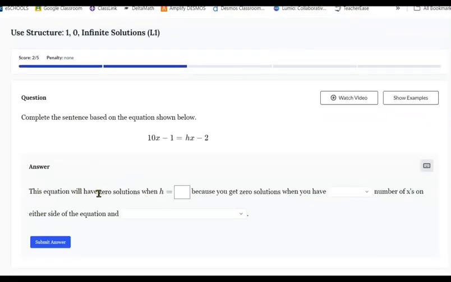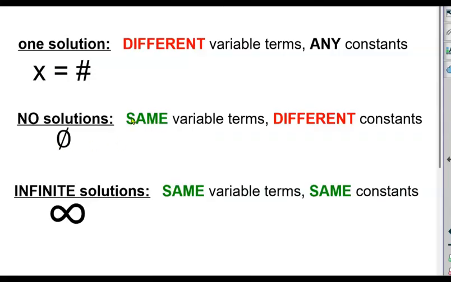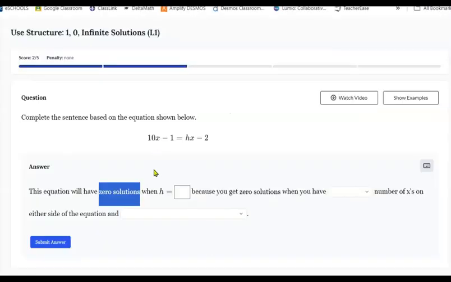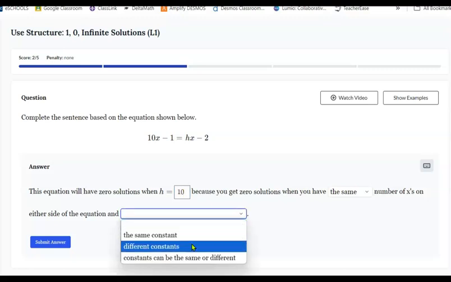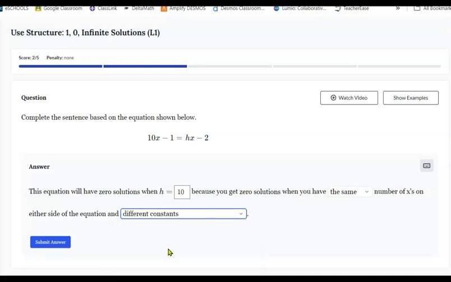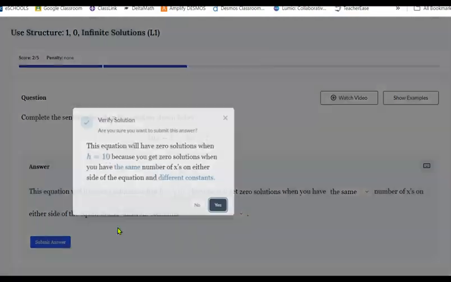This question asks when we will have 0 solutions. That's another word for no solutions at all. And when we have no solutions, we have to have the same variable terms, but different constants. So let's take a look at what we have. We have a variable term on the left that's a 10x, and they want to know what we need on the right. And when we have 0 solutions, our number of x's have to be the same. So that means h has to be a 10, because the constants are different. So same variable term, but different constants means no solution.